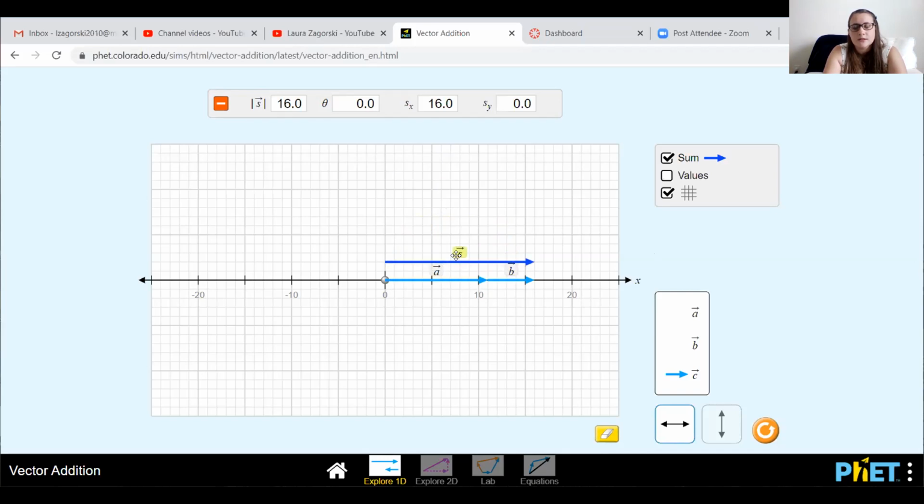So let me see if I can slide it up. The sum vector, or the resultant vector, is just the lengths of those added together. So remember, A had a magnitude of 11, B had a magnitude of 5. So the magnitude of our resultant vector, or the sum vector, is 11 plus 5, 16.